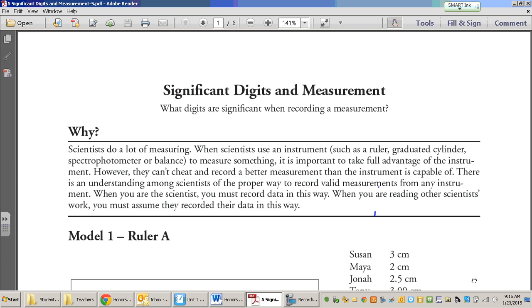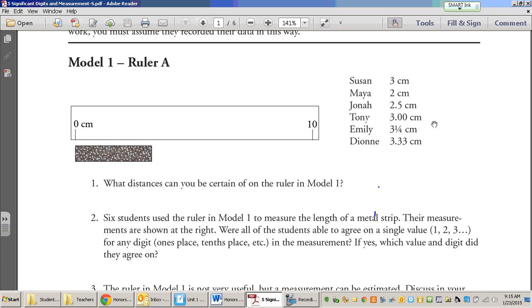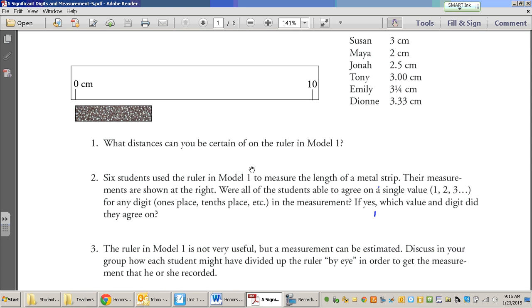Okay. So looking at this ruler, really, really crappy ruler, right? There's no numbers here. So number 1, what distances can you be certain of? For sure, on the ruler, what distances can you be certain of? 0 and 10, that's it, okay? So 0 and 10. So you can put this in your notes or subject sheet paper.